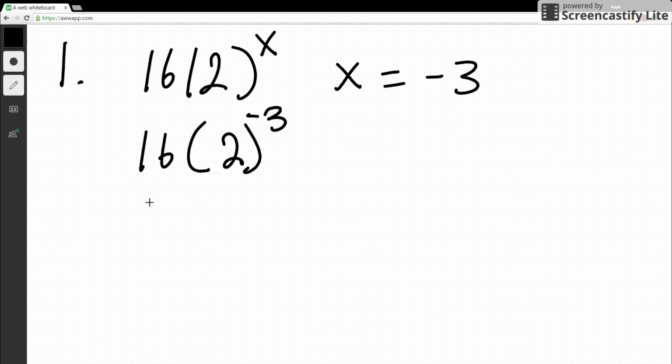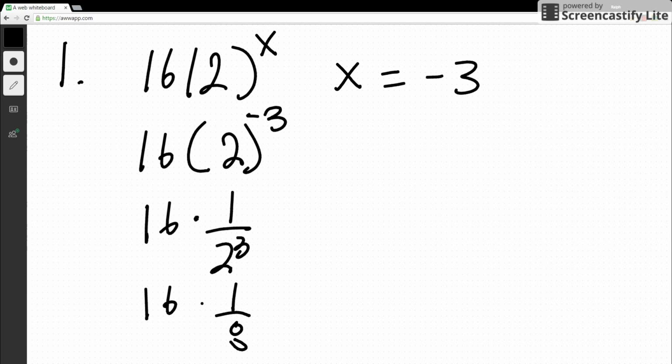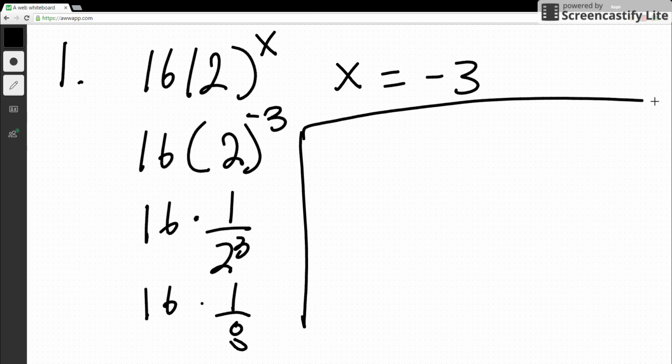Now, our negative power is really just a fraction. So this is going to be 1 over 2 to the third, which is equal to 16 times 1 over 8. If I multiply straight across, I get 16 over 8, and that equals 2.